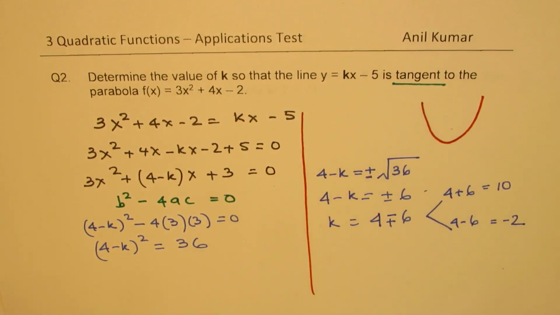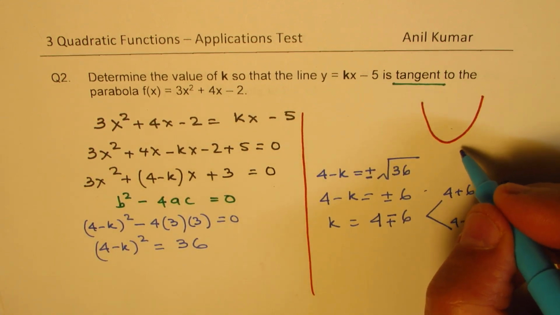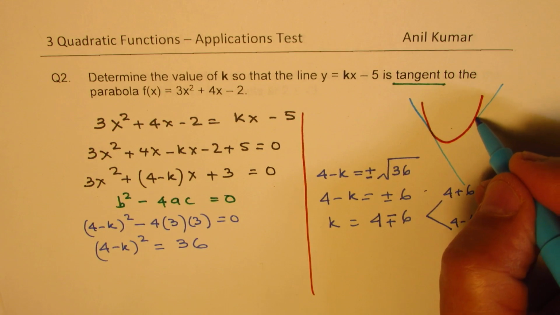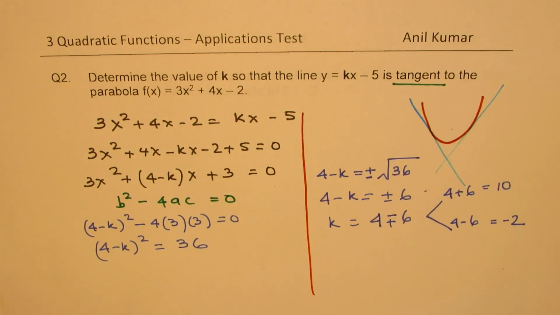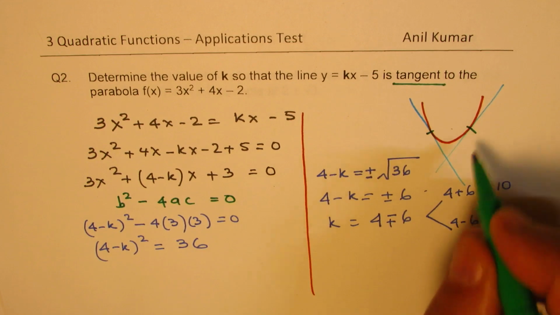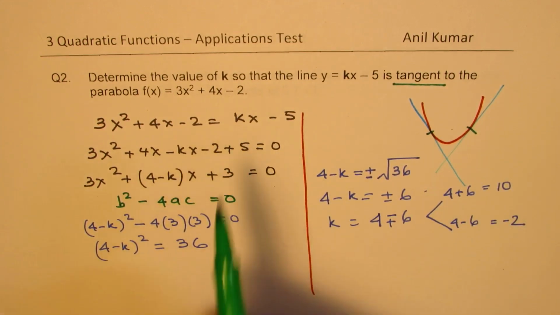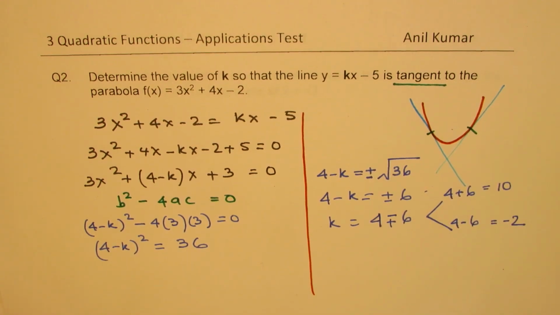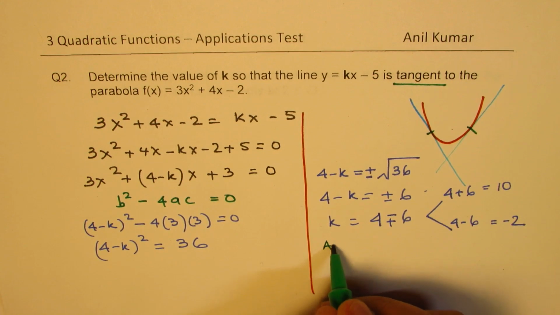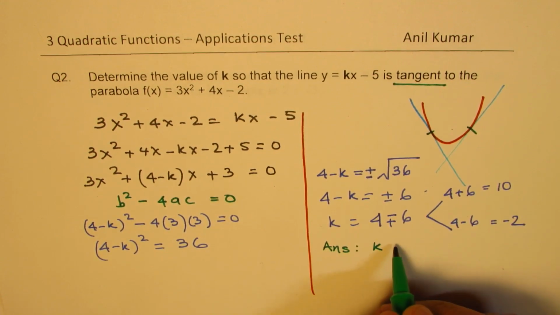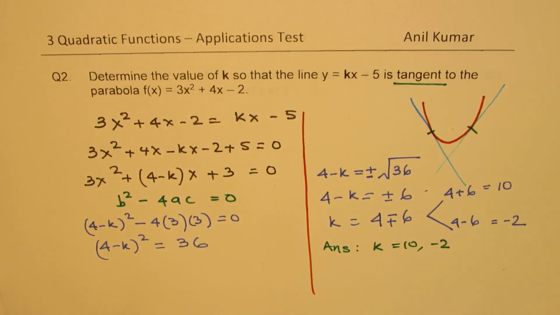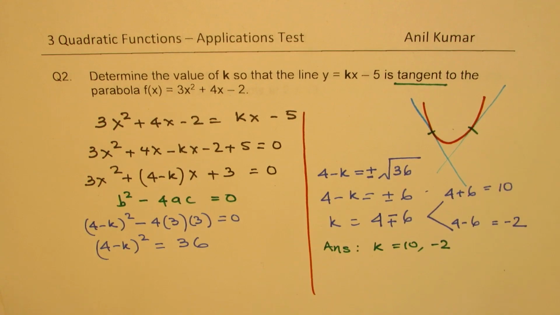Now it makes sense if you have this kind of a parabola and there is a line with a y-intercept, then this line could be coming from this side, or it could be going like this. You're getting the idea. Both these lines will be tangent, but will have different slopes. K is the slope here. One is with a negative slope, the other with a positive slope. Does that make sense to you? So we have an answer here: k could have two values, k equals 10 or minus 2. Perfect. Now let's look into the next question.